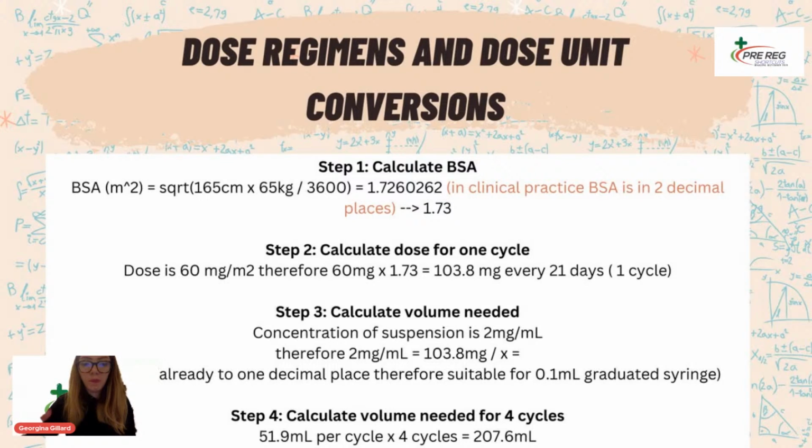So per cycle, okay. So if we know it's going to be 51.9 mil per cycle, the patient essentially is going to be having 4 cycles, and essentially that's how much that we need to calculate for. So therefore, that's going to be 51.9 mils. Multiply that by 4 cycles is going to be equal to 207.6 mils. Okay, does that make sense, guys, about why the answer is 207.6 mils?